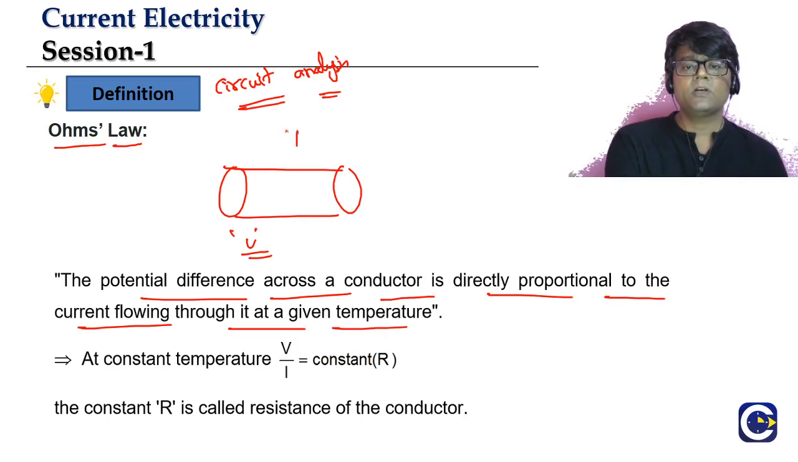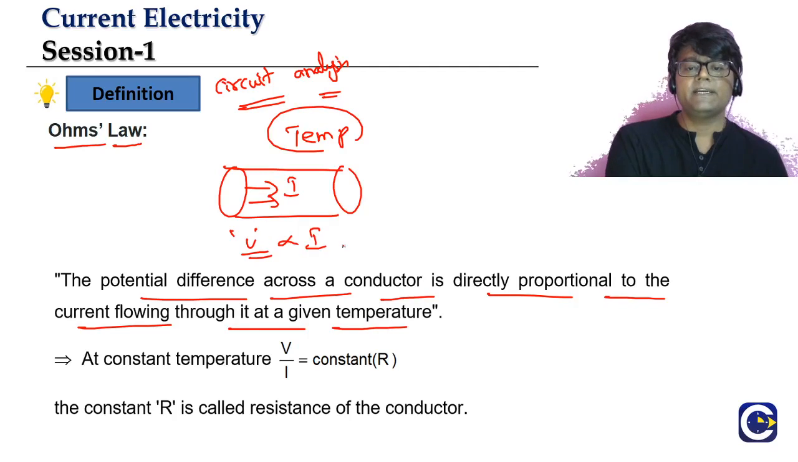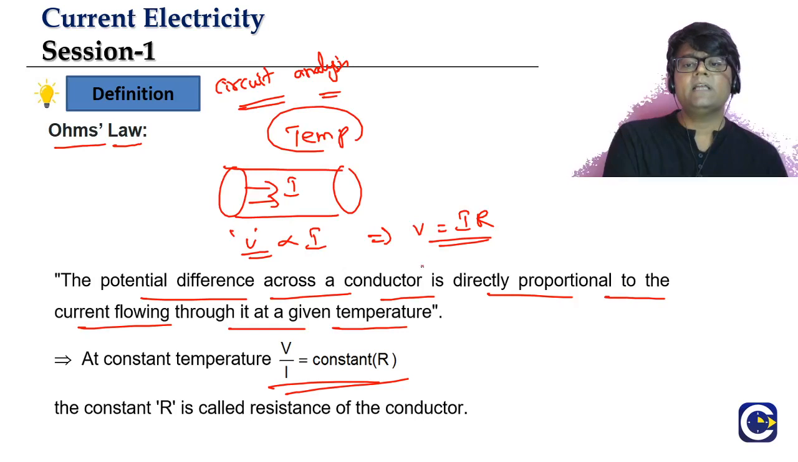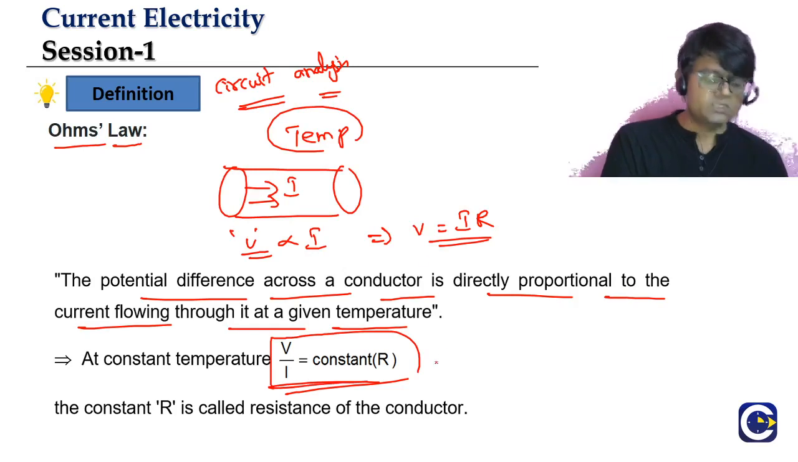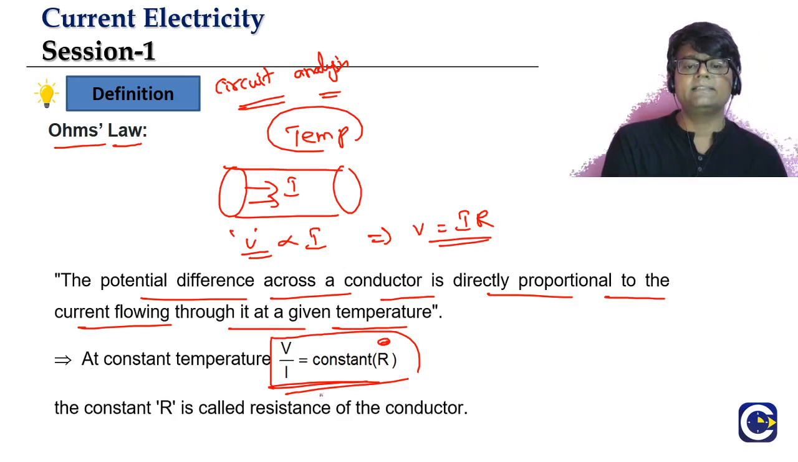Means, because we have to fix the temperature, whatever the current you see, the potential difference you apply is directly proportional to current. Means we can make it into an equation. How? By using a constant. What is the constant we can have? V is equal to I into some R. This R is basically what we are calling as constant. Otherwise, bring the I to the LHS, V by I is equal to constant. This constant is what we will call as the resistance.